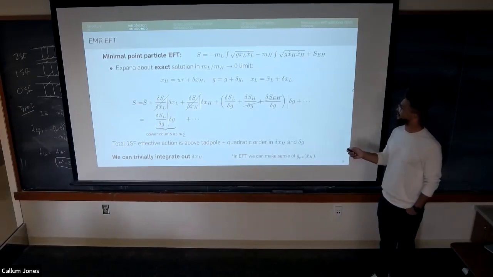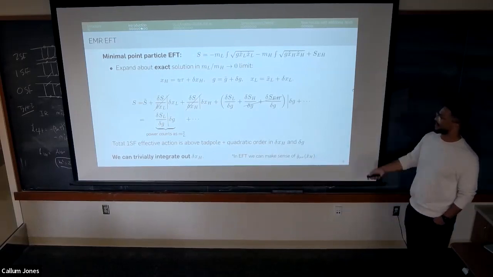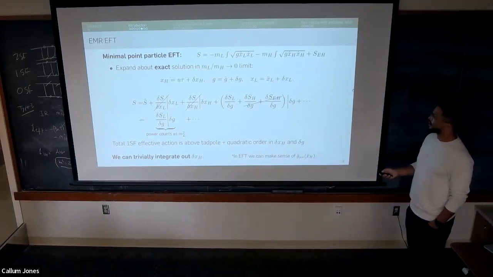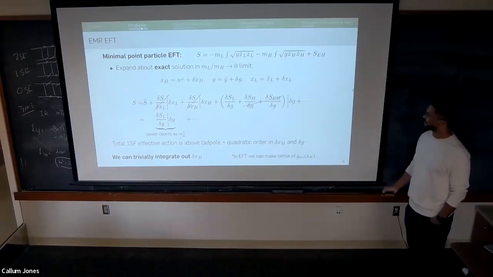Really, I'm expanding the action about the limit that one of the masses is very small. And this is the derivation. It's a very simple idea. You take the exact solutions in that limit. So the heavy body is inertial. The metric is just the Schwarzschild metric. And the light body is a geodesic.